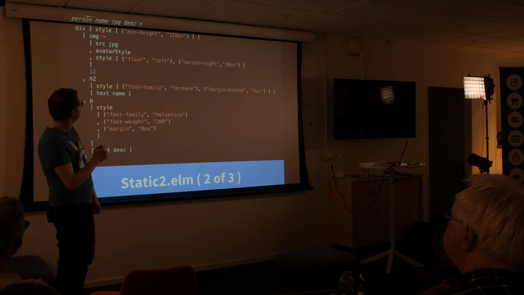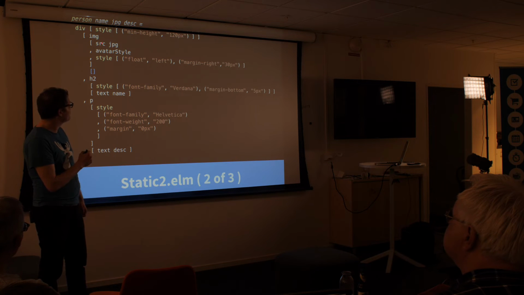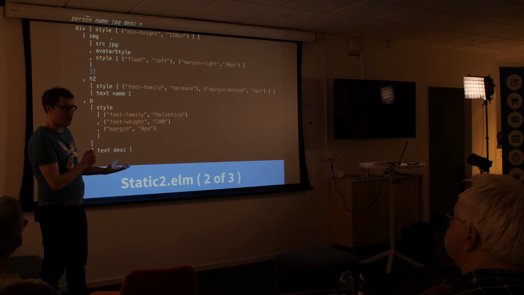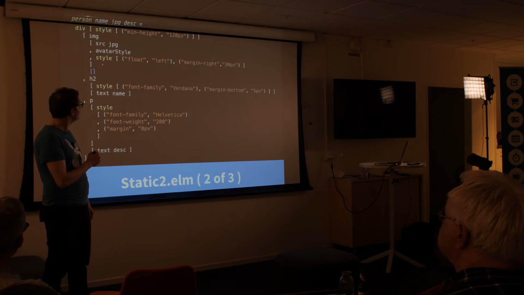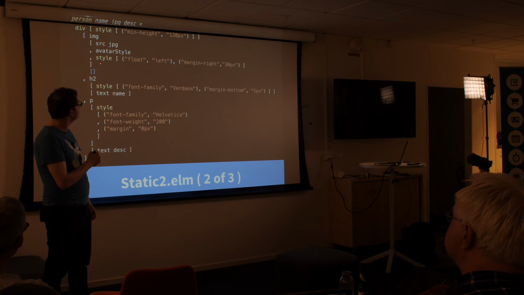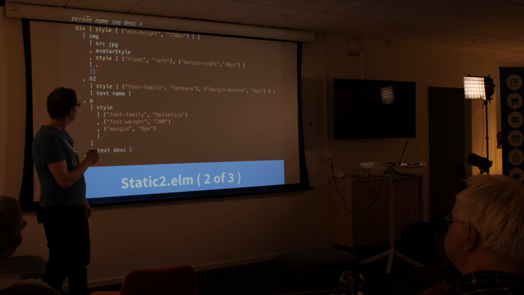So the image, we have attributes here. We have a source attribute, which is the URL to the image. That's the way you have images in HTML. We have something called avatar style here. It's located elsewhere in our source code, but I can already tell you now it's to get rounded corners on that avatar. And then we have some specific styling for where this image is being used. We float it to the left, and we add some right margins to not have the text directly joining the avatar image. And no children for that image tag.